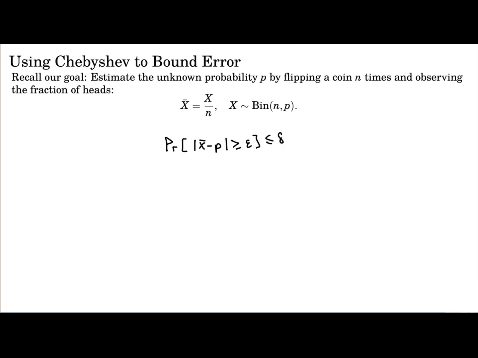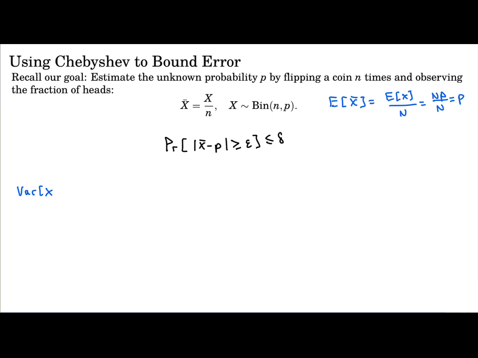To apply Chebyshev, we need to compute the variance here. Of course, the expected value of this is just going to be the expected value of x over n. And we already saw that the expected value of a binomial with parameters n and p is np, so np over n is just p. And so with this, we're ready to apply Chebyshev. For that, we need the variance.